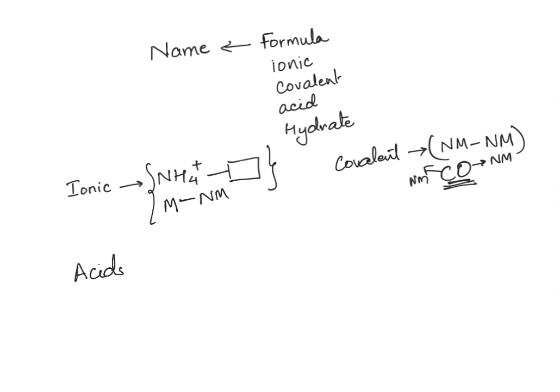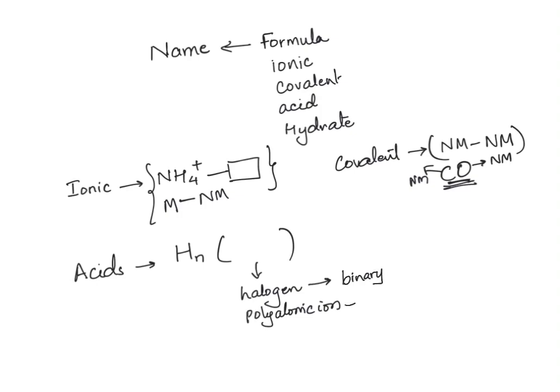Acids have one or more hydrogens bonded to something, and this something could be a halogen or a polyatomic ion. If it is a halogen, usually they are binary acids, and if it's a polyatomic ion, they are oxyacids.